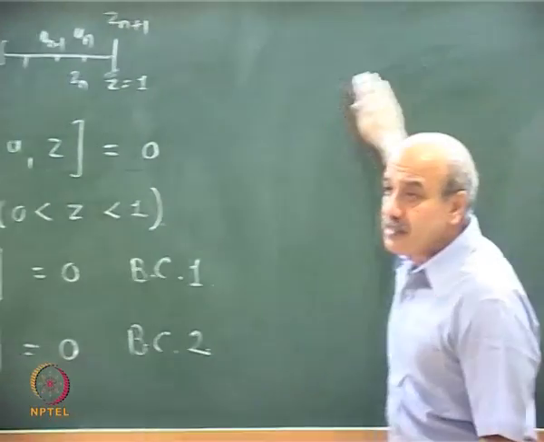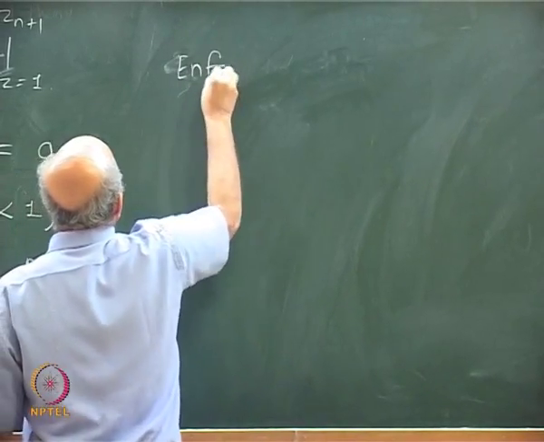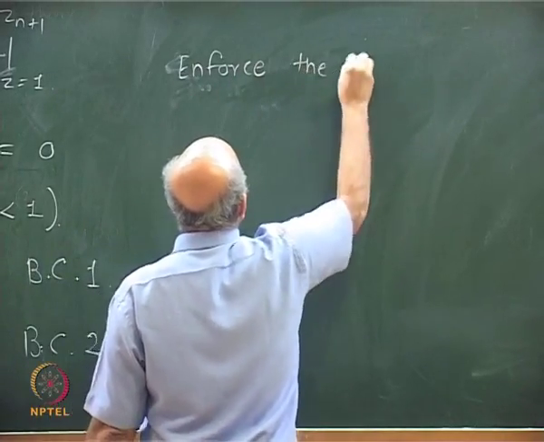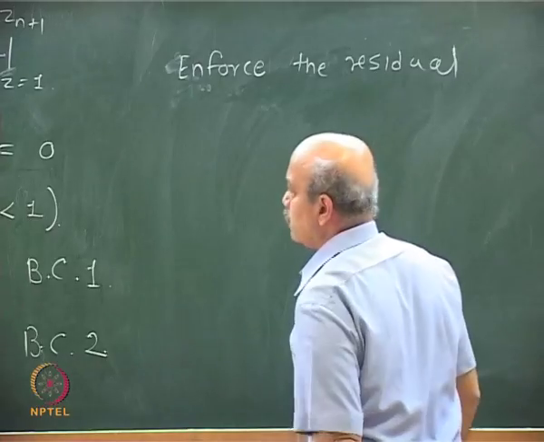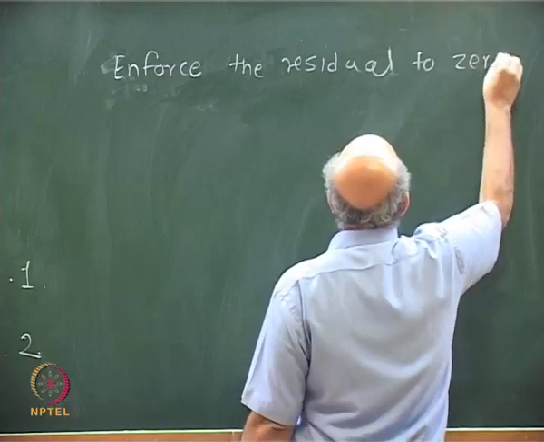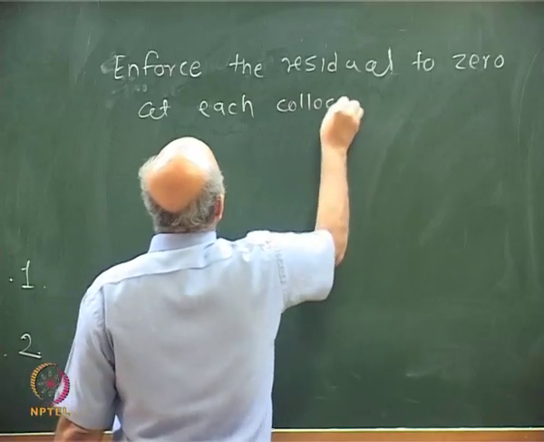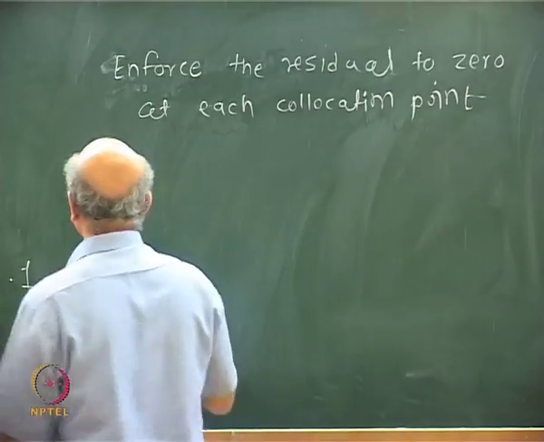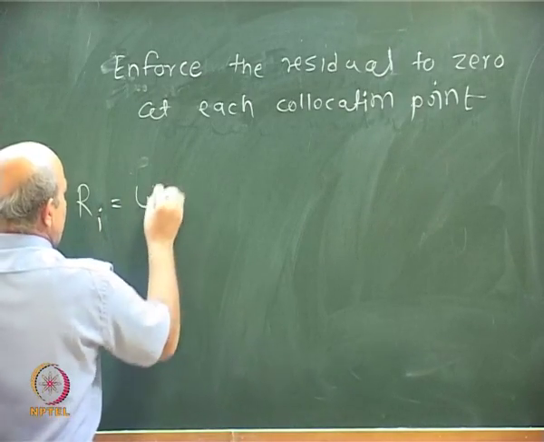So the game plan is to enforce this, which is called the residual. I'll write it down so you understand why I'm calling it residual, set to zero at each collocation point. That means I'm going to solve this equation. This is called the residual psi.